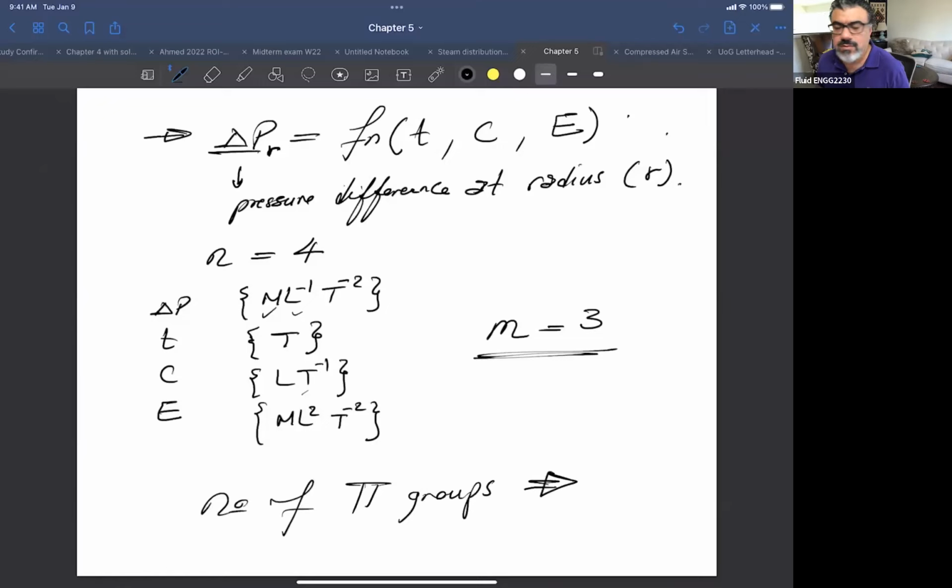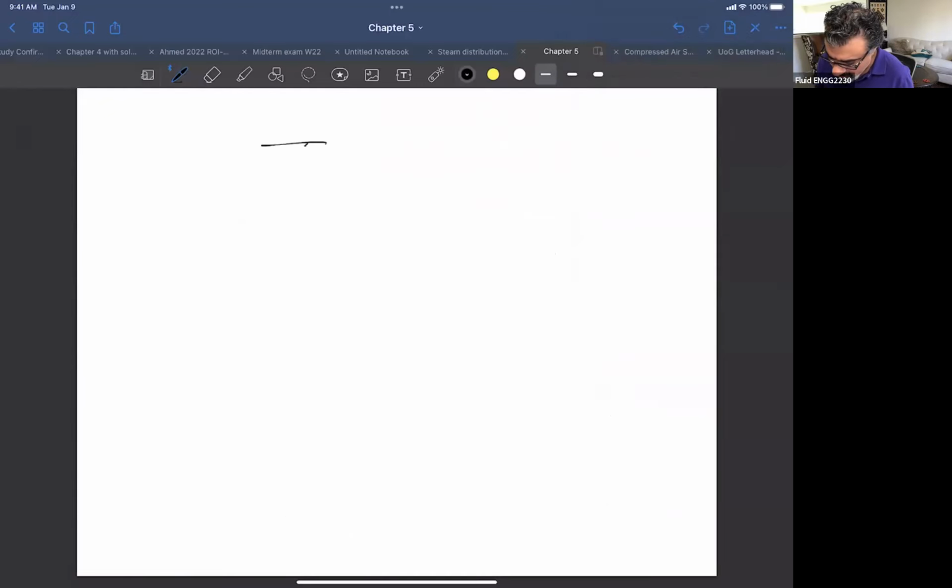Number of pi groups. Opportunity for you guys to participate in this exercise. You didn't study, right? It's 1, because it's N minus M, so it is 4 minus 3, which is 1. At the end, the maximum number of groups you can create is just 1 pi. So what will this equation be converted to? Remember, pi 1 equals a function of pi 2. Now, what is the equation? I have to write it down.